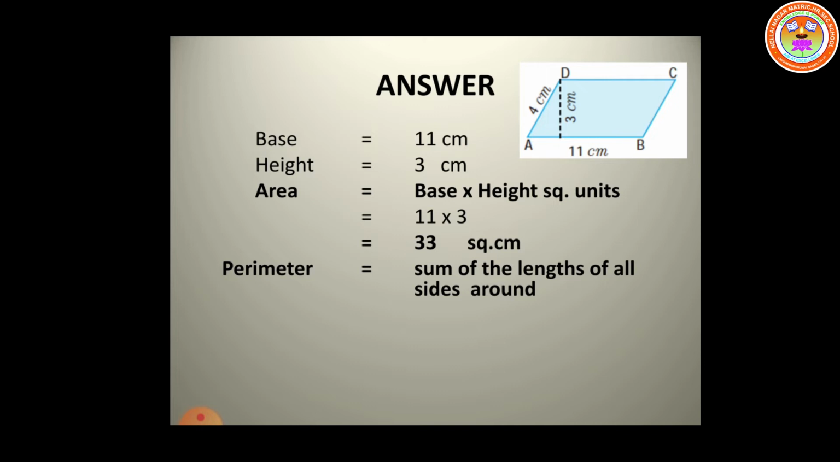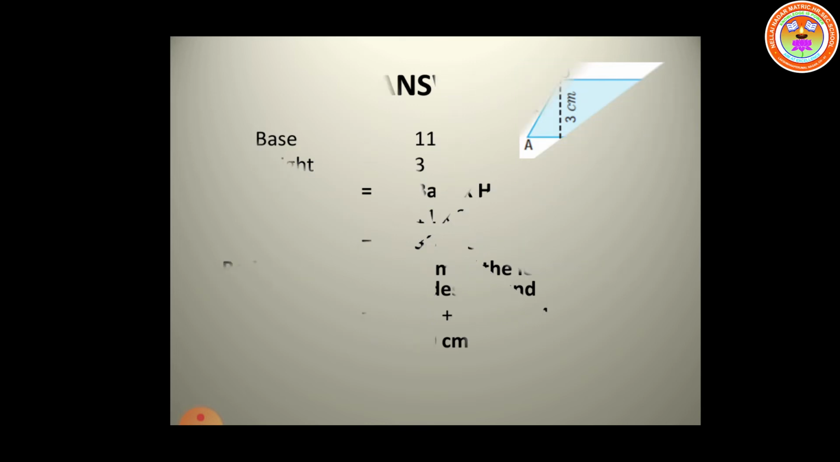Next we want to find perimeter. What is the formula for perimeter of a parallelogram? Sum of the lengths of all sides around. First, base 11 centimeter, adjacent side 4 centimeter, 11 opposite side also 11, 4 opposite side also 4. So when we add together, we get perimeter answer is 30 centimeter. What is the perimeter answer? 30 centimeter. Let us move on to the next question.